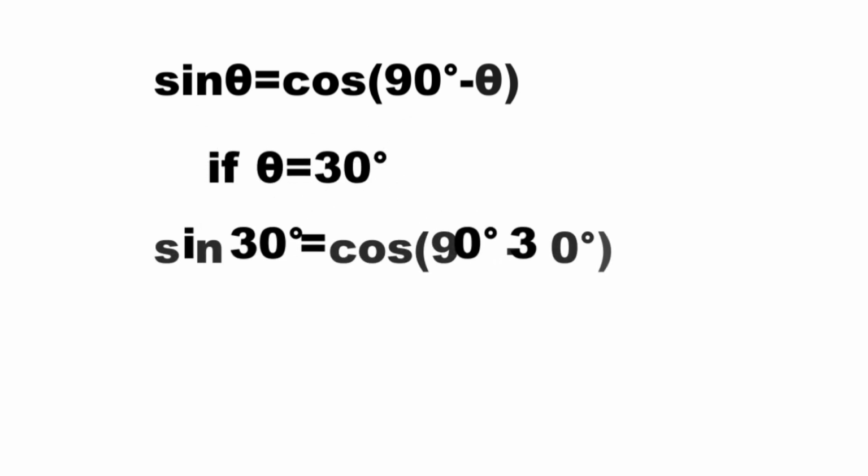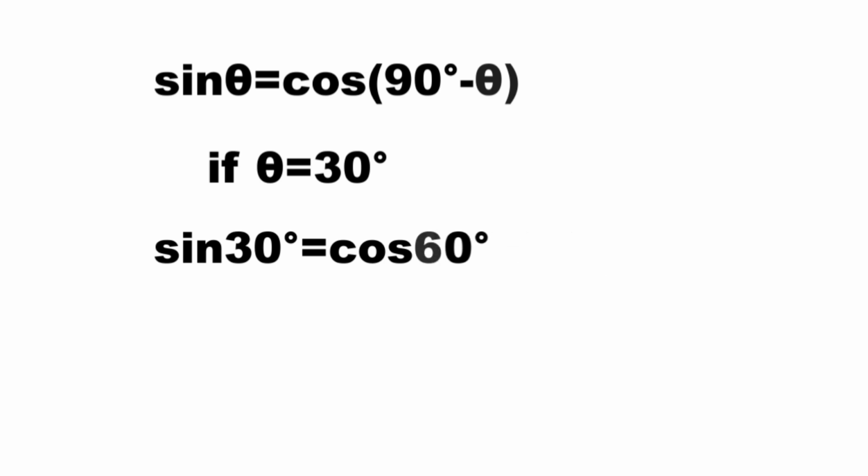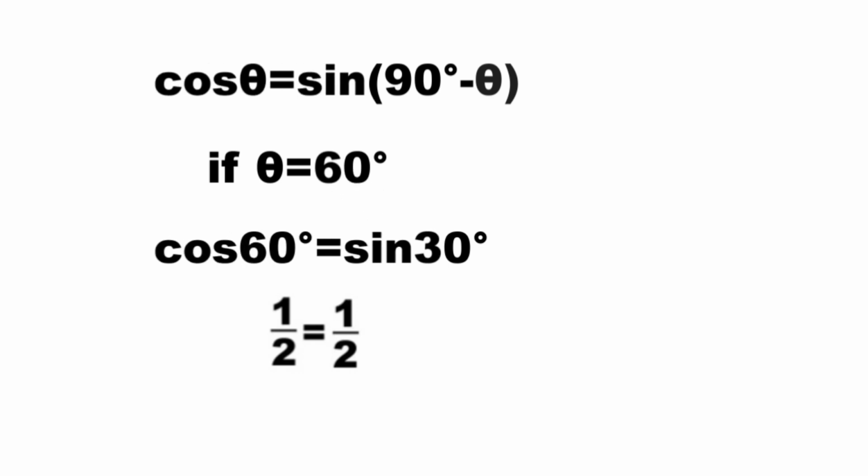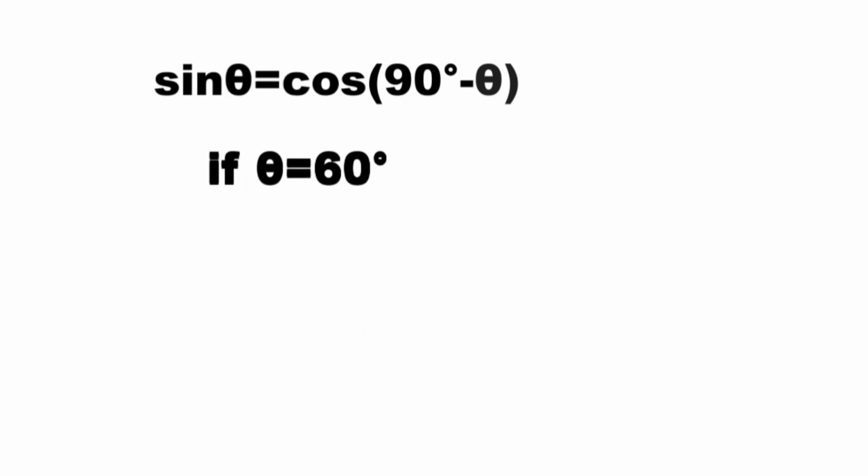If theta is equal to 30 degrees, then sine 30 degrees is equal to cosine of 90 degrees minus 30 degrees, or sine 30 degrees is equal to cosine 60 degrees. Both equal 1/2. By symmetric property of equality, we can interchange this as cosine 60 degrees is equal to sine 30 degrees.